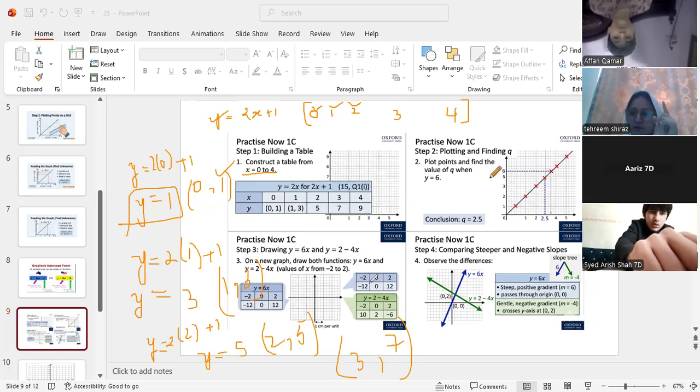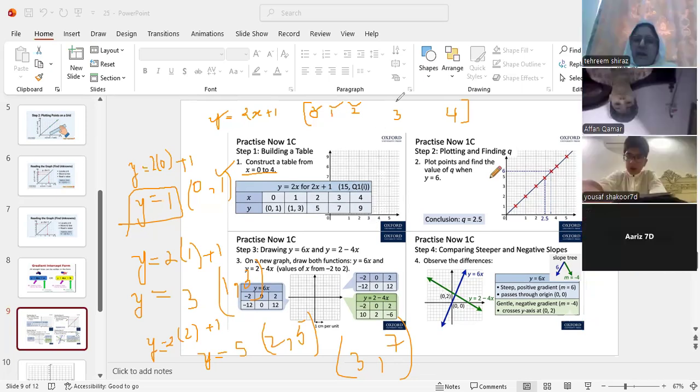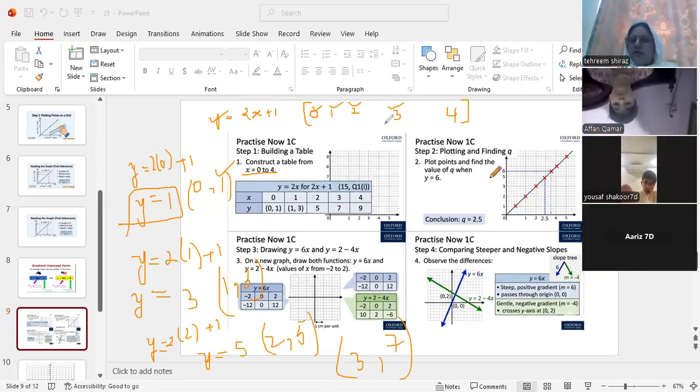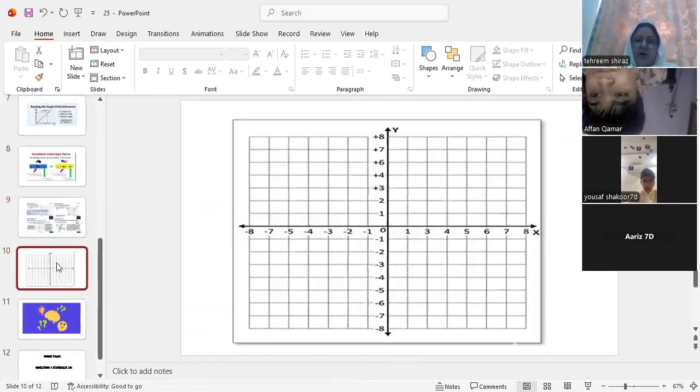Is this clear to everyone? If you have any question, you can raise your hands. Now, see this. I have taken only 4 values for this function. So now I have to plot the points on a piece of graph paper and draw it according to the scale which we have already been given.